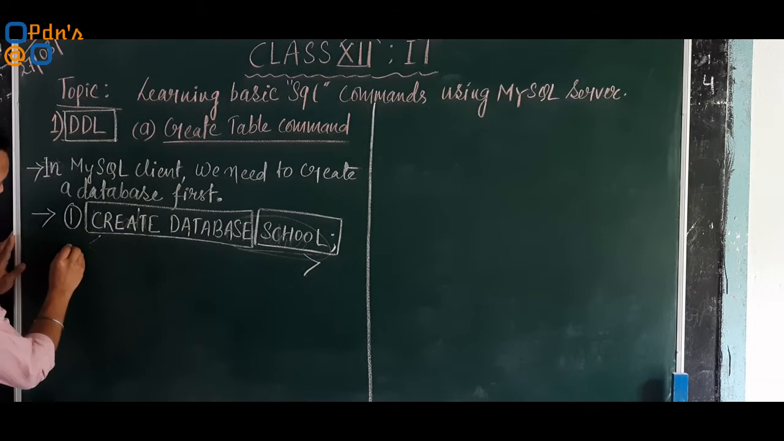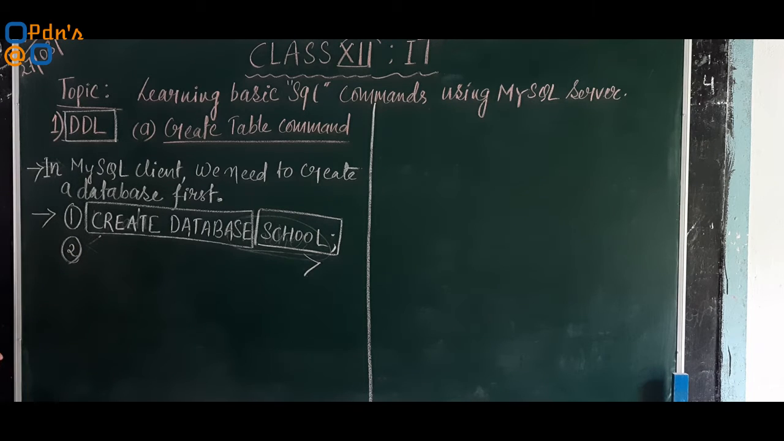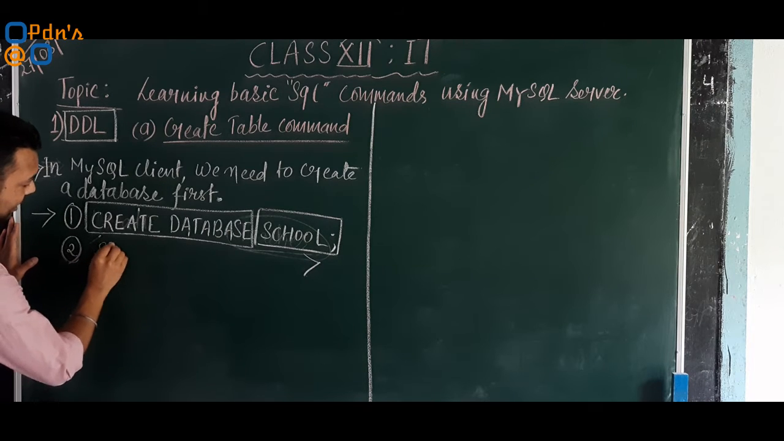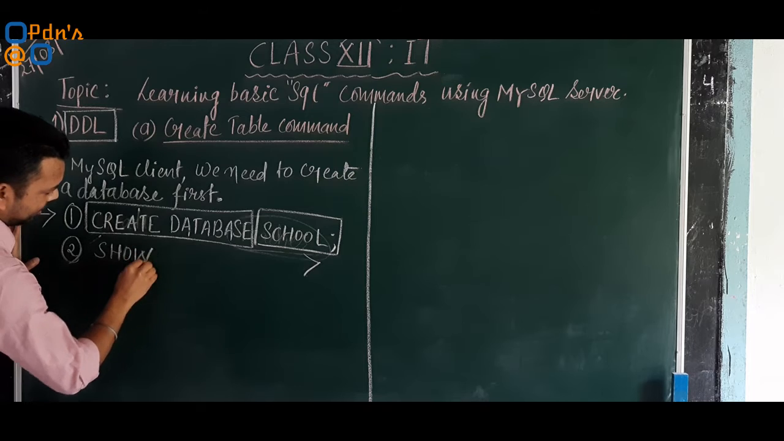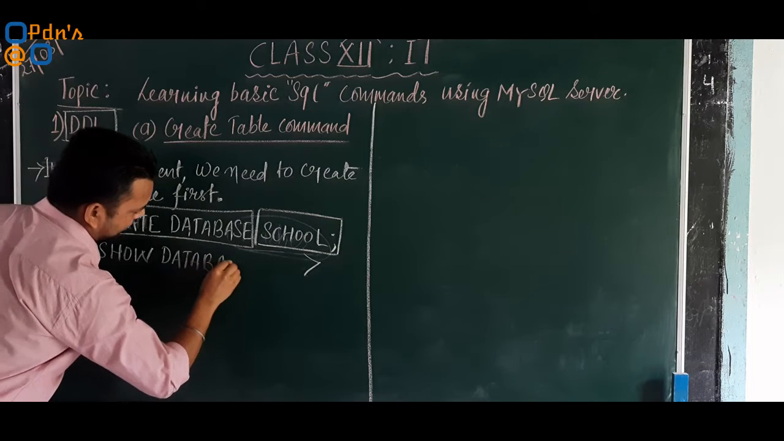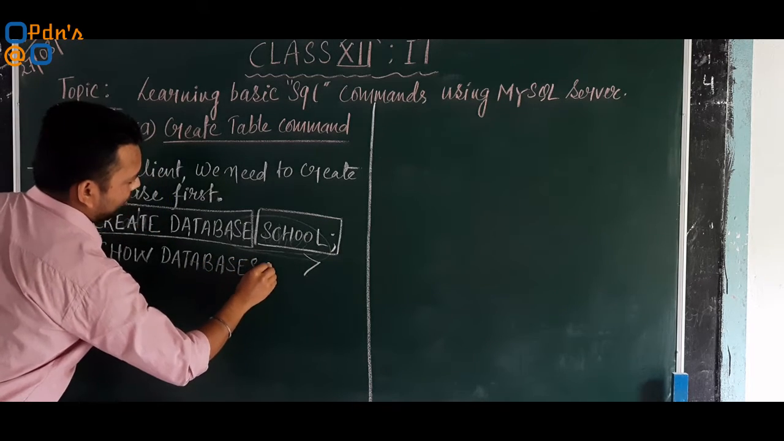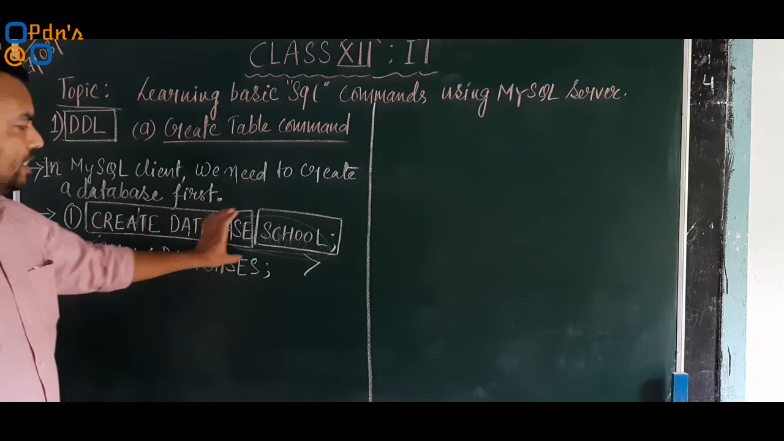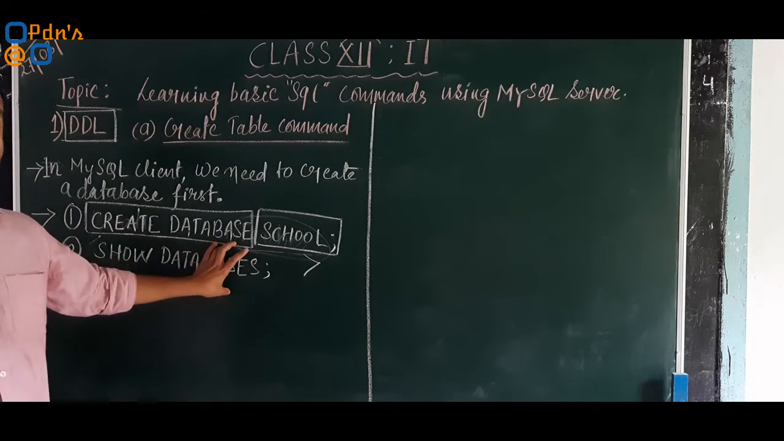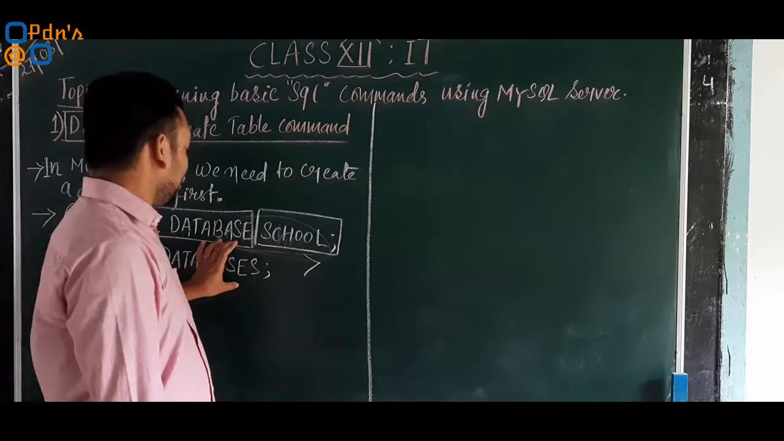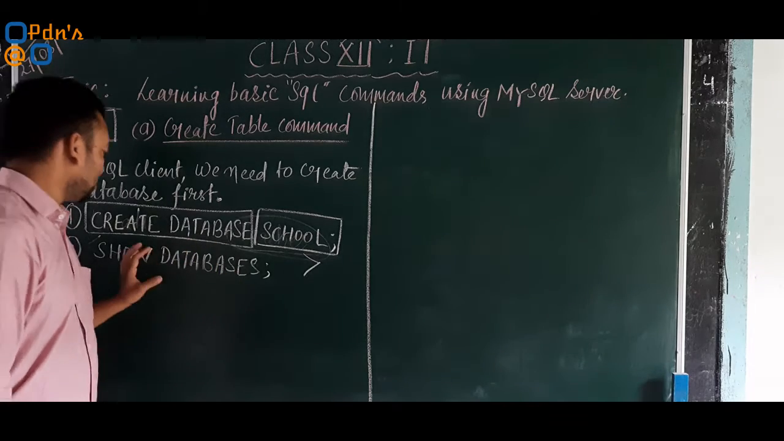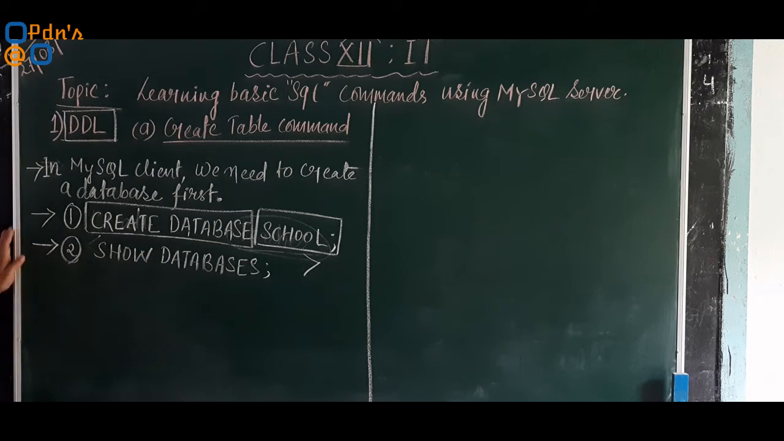Now in order to check what are the available databases inside our MySQL client, one command is there, show databases. First we have created a database with the name school. Then the next step is we need to check what are the different databases that have been stored inside our MySQL server. So in order to do so, we will be using this command, show databases.